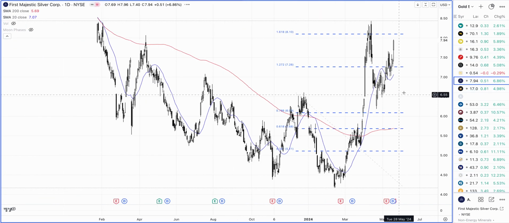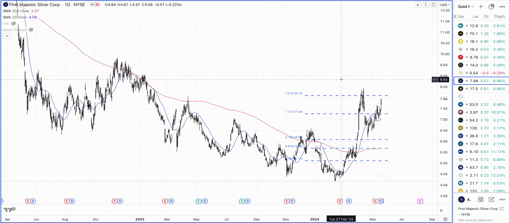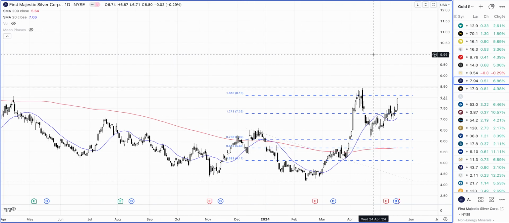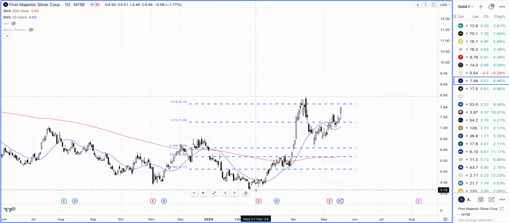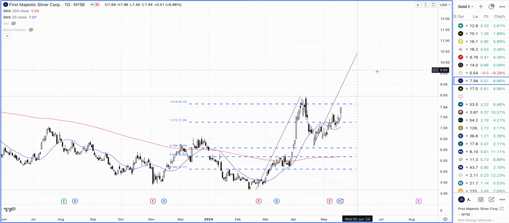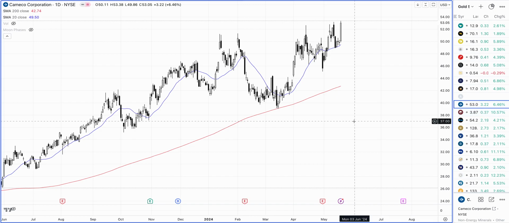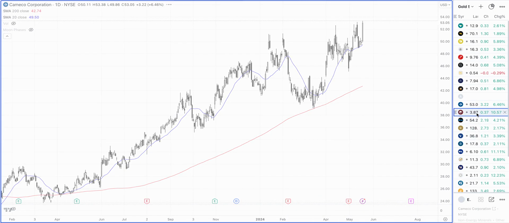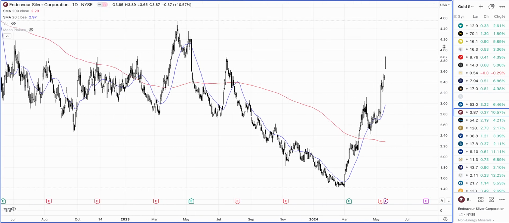First, Majestic Silver. So the silver has been really strong, but its miners need to catch up. Looks like it might be starting an ABCD higher, so I'm going to put it right here like this. Here we go. This one is Almost Gold, strong move. Camco Corporation, also a strong move last Friday. Momentum is really strong now, these miners are moving. Looks like the money is flowing into miners.